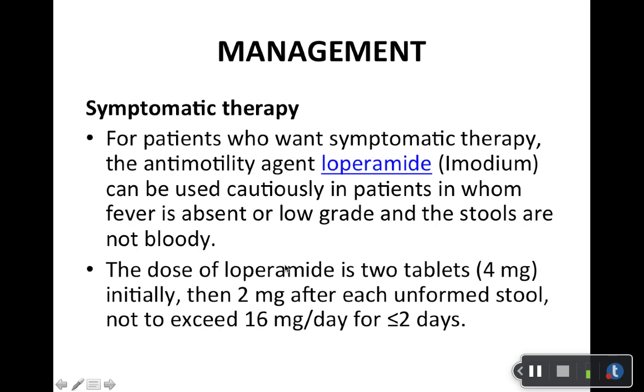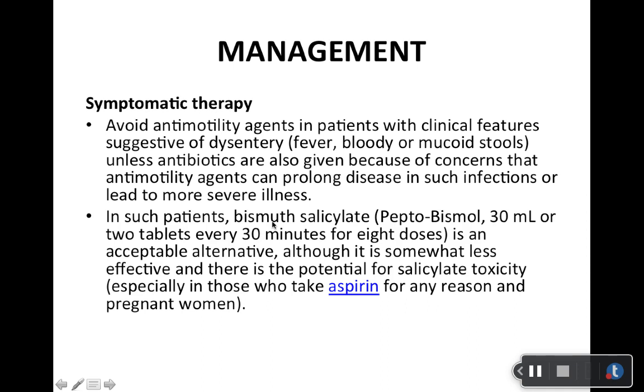We have the dosing here. This is just more FYI. Don't necessarily worry about memorizing that for testing purposes. And this is going to be your first line if the patient does not have a high fever and also if the stools are not bloody.